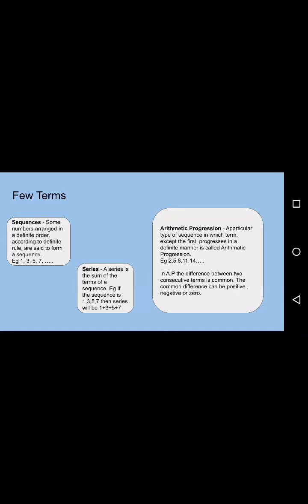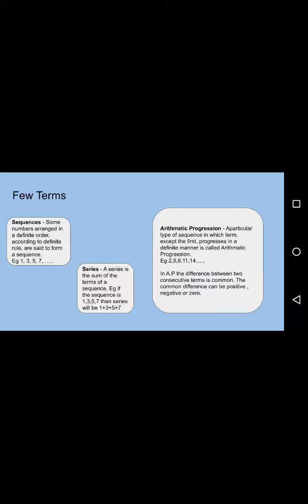In an AP, the difference between two consecutive terms is called the common difference. The common difference between 2 and 5 is 3. Similarly, between 5 and 8 it is also 3, and between 8 and 11 it is also 3. So the common difference remains the same across all elements of that particular sequence. Similarly, in the first example, 1, 3, 5, 7, the common difference was 2.